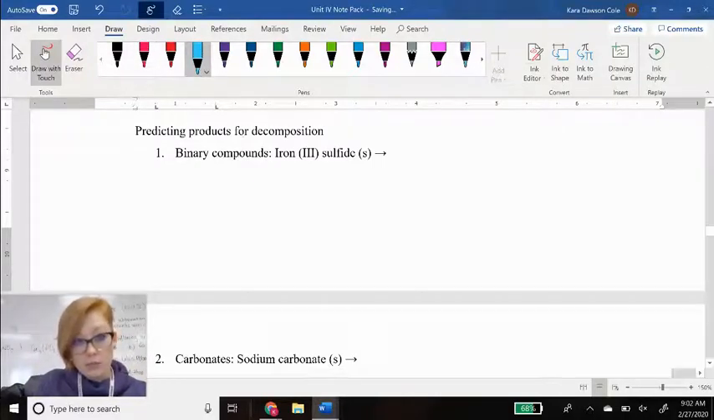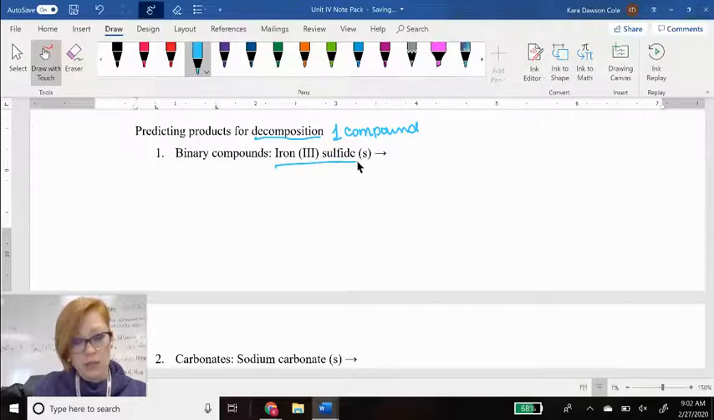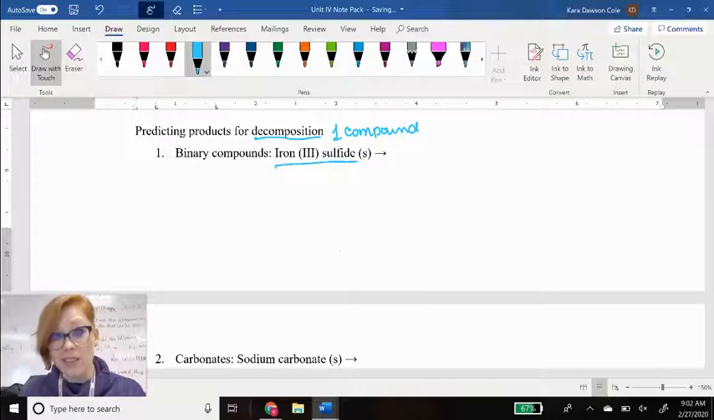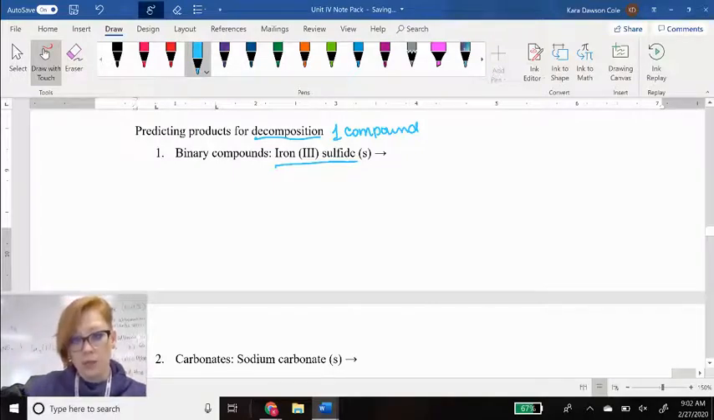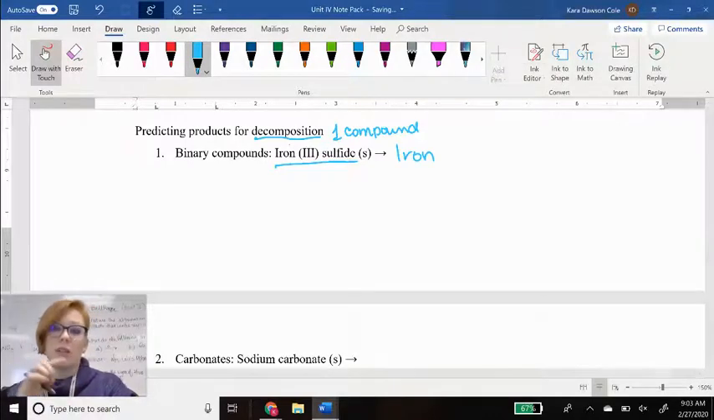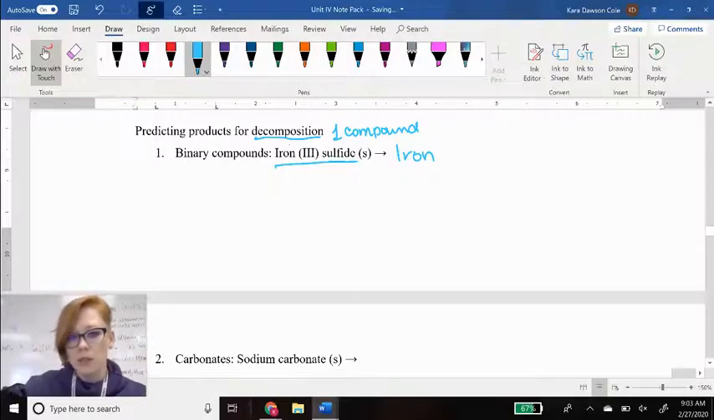Again, decomposition, we've got one compound. So I've got an iron 3 sulfide. This is my compound. What does this break up into? Well, if it's iron 3 sulfide, it's going to break up into iron and sulfur. Now notice I dropped the 3 off. The 3 is for when it's in a compound. But when it's just by itself, it doesn't have a charge. So this would be iron.